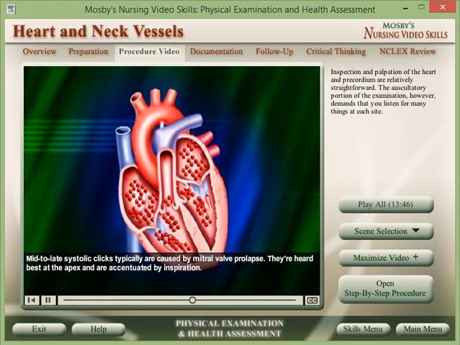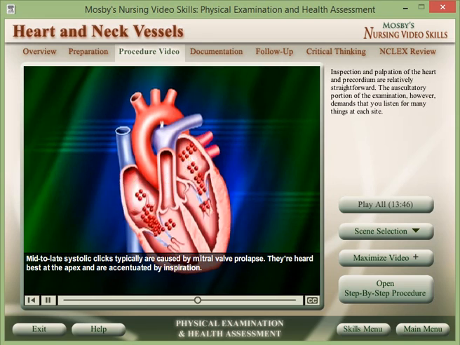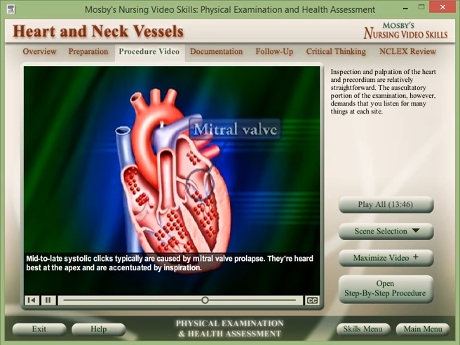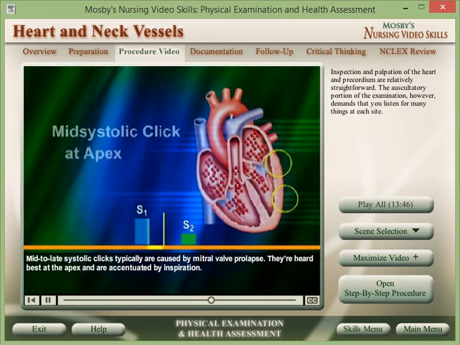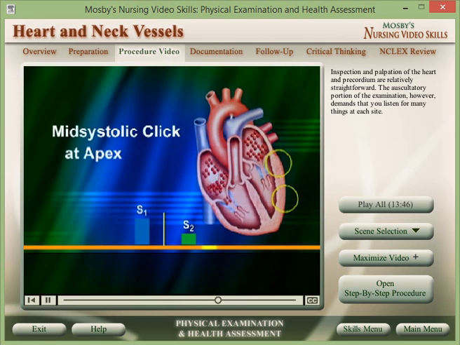Mid to late systolic clicks typically are caused by mitral valve prolapse. They're heard best at the apex and are accentuated by inspiration.